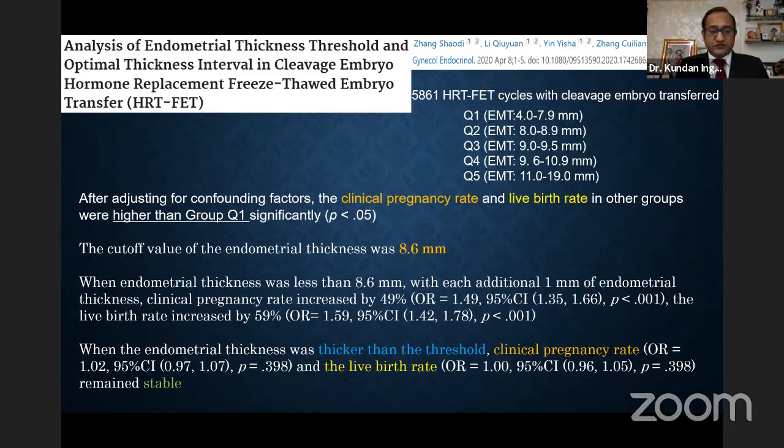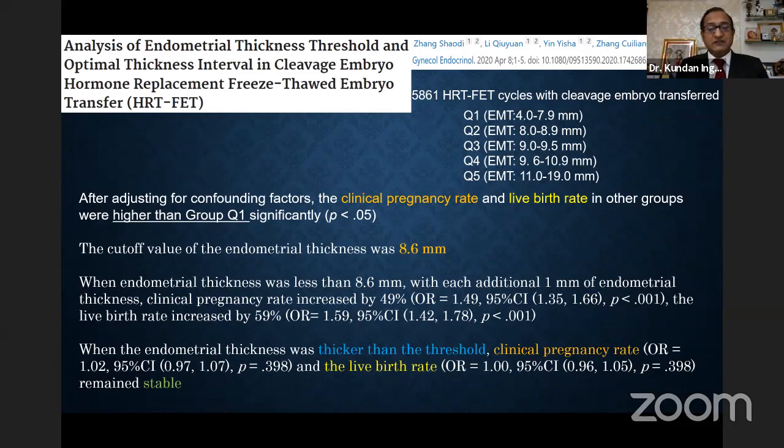Now, in those patients who had endometrial thickness less than 8.6 millimeter, with each additional 1 millimeter of endometrial thickness, the clinical pregnancy rate increased by almost 50%, and the live birth rate increased by almost 60%. So beyond 8.6 is what we are looking at whenever we discuss maximum live birth rate or clinical pregnancy rate. When the endometrial thickness was thicker than the threshold, beyond 8.6, the clinical pregnancy rate and the live birth rate remained stable.